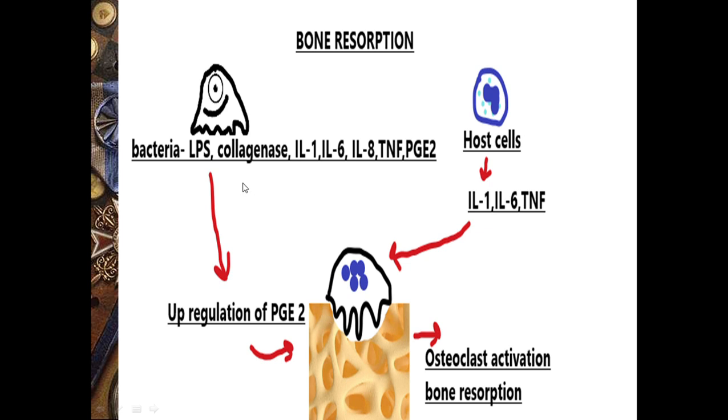So what will the bacteria do? They will secrete various collagenases, interleukins, tumor necrosis factor, and most important, prostaglandin E2. These prostaglandin E2 will act on osteoclasts. Once the osteoclast gets activated, this is the osteoclast that I have tried to draw, a multinucleated osteoclast, it will act on the surface of bone, and hence resorption will be there. That is why the bacteria seem so happy.